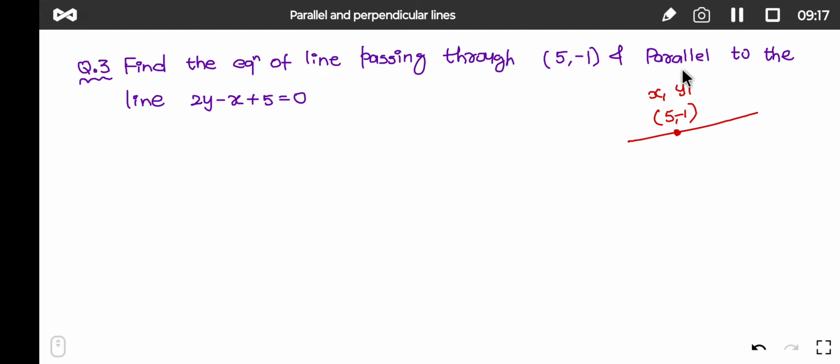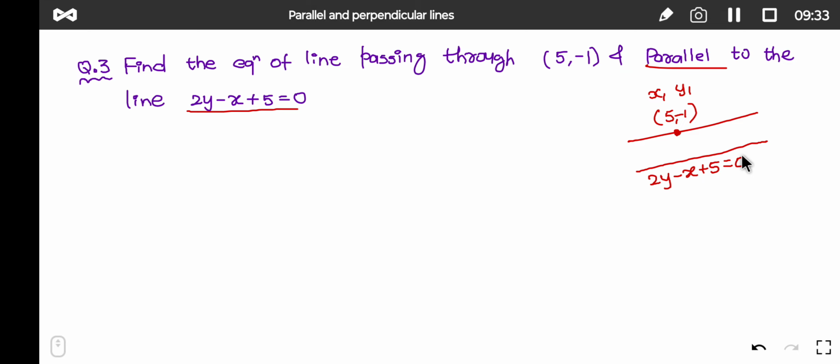So this line is parallel to another line, 2y minus x plus 5 is equal to 0. So one more line is there which is parallel to this line, and the equation of that line is given already, 2y minus x plus 5 is equal to 0. So apply the first step here, which is to find out the slope of the line which is given. So how to find slope? M is equal to minus a upon b.